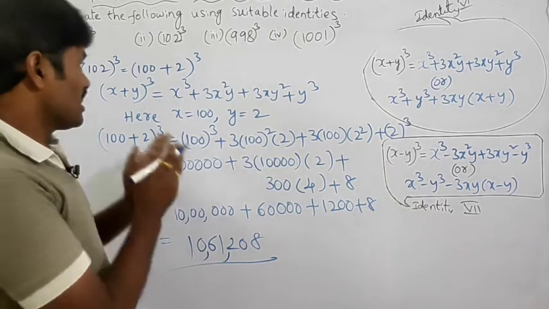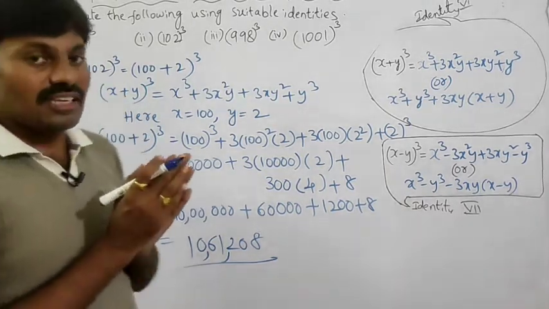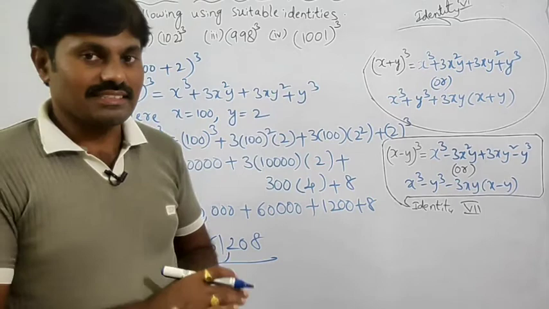So 10 lakhs 61,208. Is it clear? So like this we can simplify or evaluate the given product using identities in a simple way.